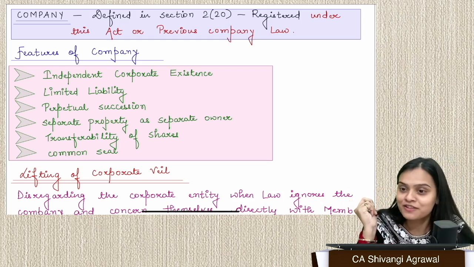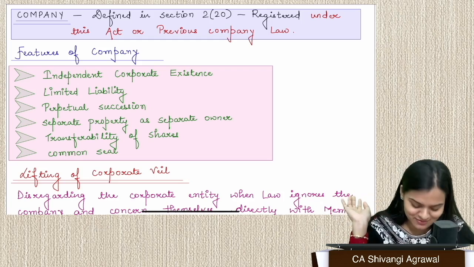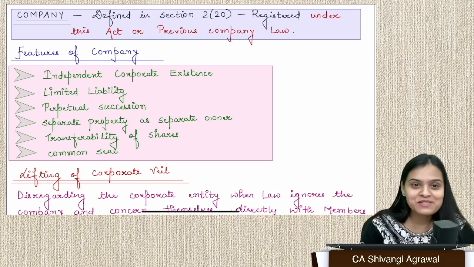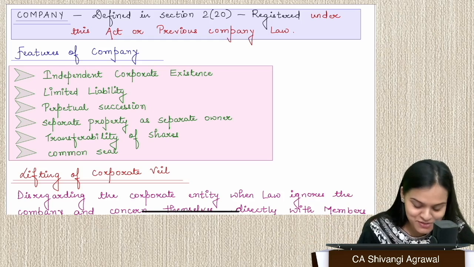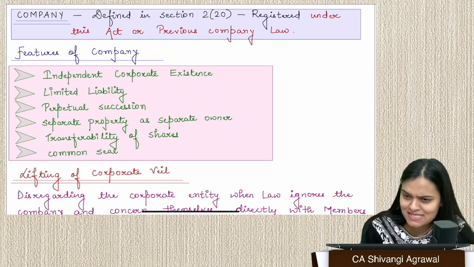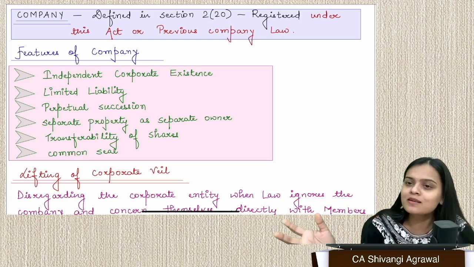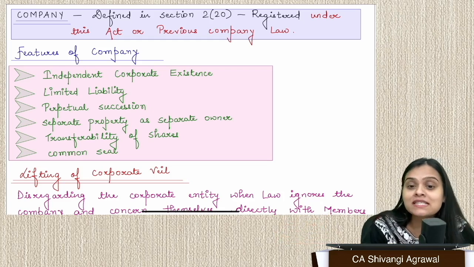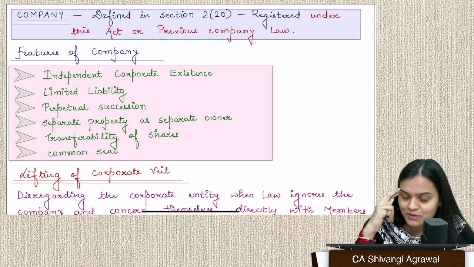company has a lot of features, right? The general features which we have read over and over again. So, one more time, we will revise it. The very first one is independent corporate existence. What is it? It is separate legal personality. The case of Salomon versus Salomon and Company, that you can keep in your mind.